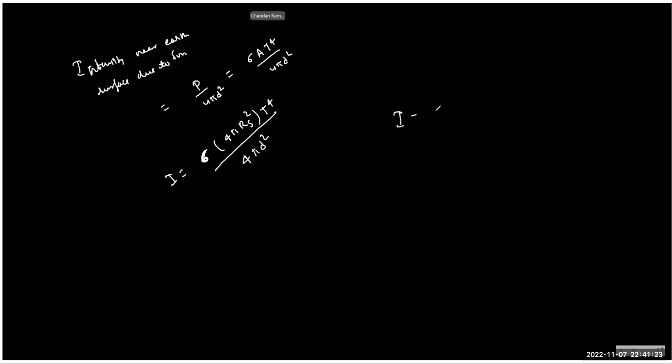So what intensity do we receive? Luckily, this I is known to us. It is roughly, I think, 1.4 kilowatt per meter square. I don't remember exactly, so let me search on Google.